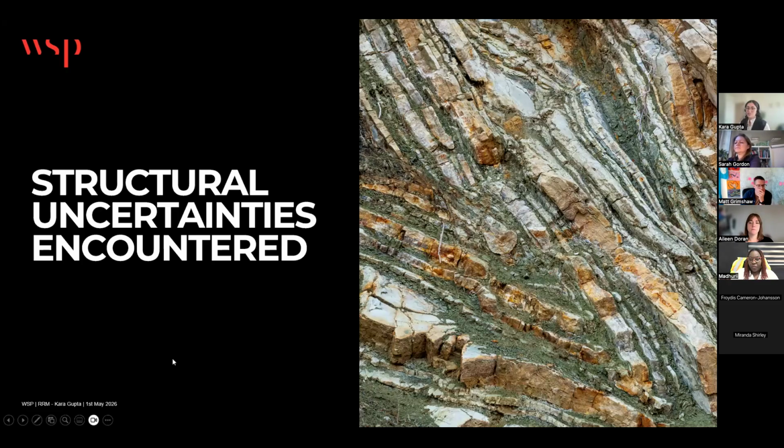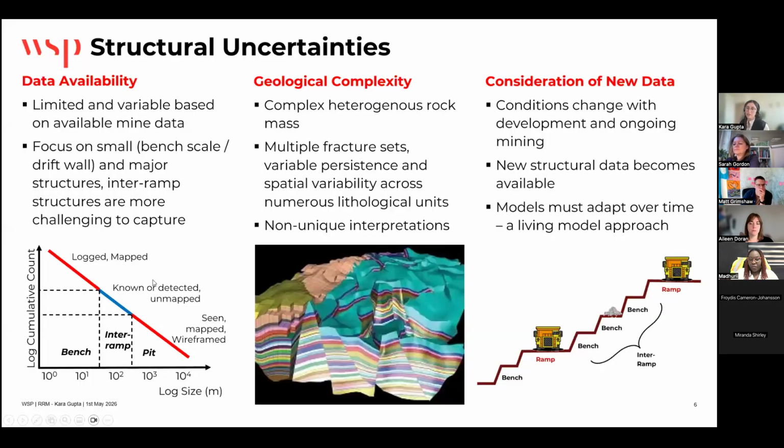So, what are some of these structural uncertainties that we encounter? The first one is in relation to data availability, which is normally limited and variable based on what's available from the mine itself. And the data that's collected, there tends to be a focus on those smaller or large scale structures. And this is because those intermediate or inter-ramp structures in an open pit tend to be more challenging to capture or require a lot more effort. So there is that gap in the scale of structures collected.